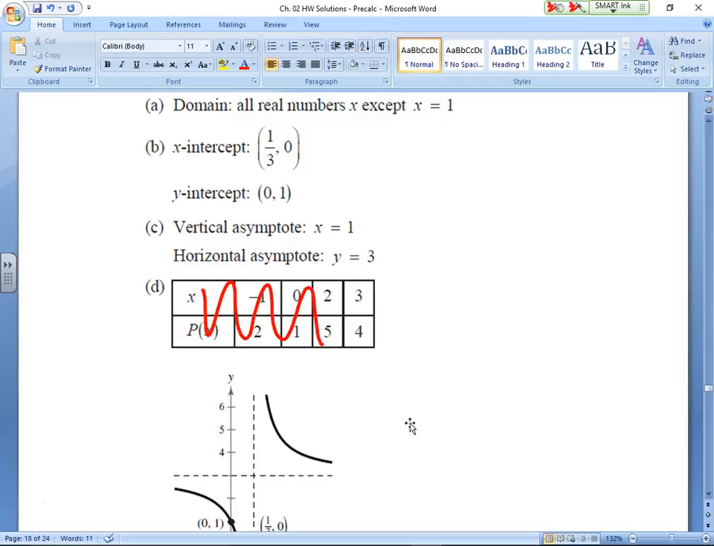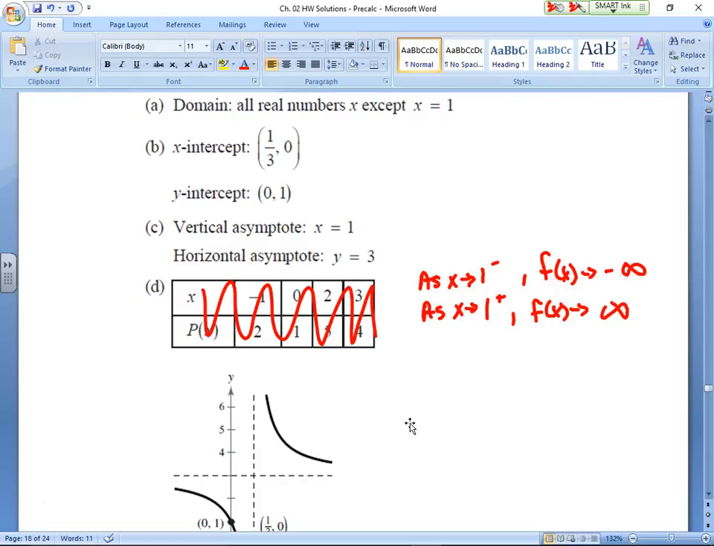Good. Describe the behavior near the vertical asymptote. So then, we should say, as x approaches, who's the vertical asymptote? 1. From below and from above, we're answering the question, what does f of x do? What did you guys get? As you come towards 1 from below? Negative infinity, good. And as you come towards 1 from above, positive infinity.